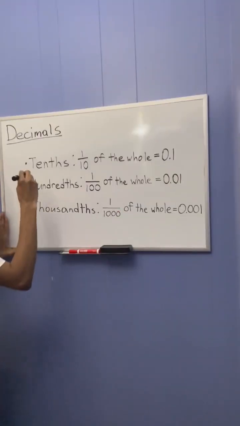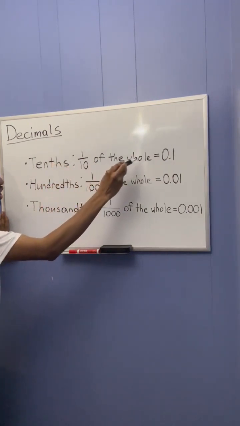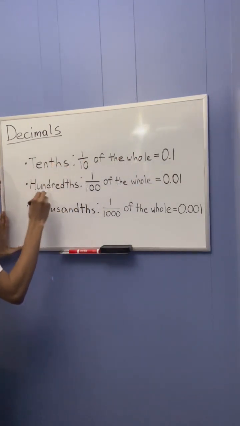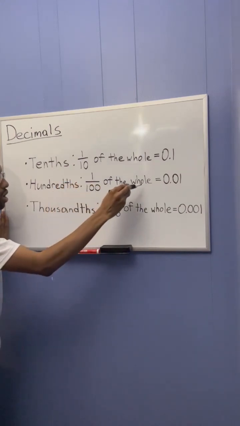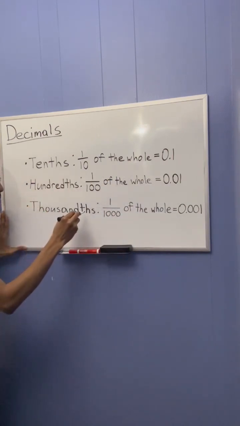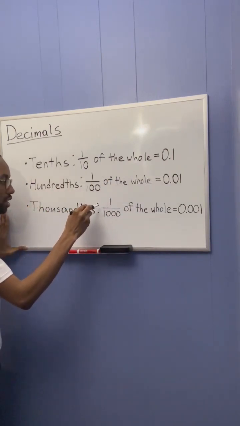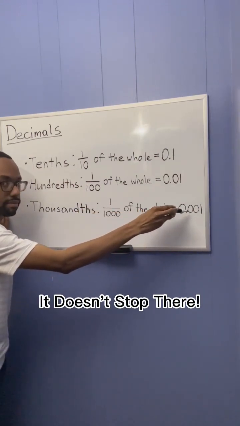So let's review. The tenths place represents a place value of 1/10 of the whole, which equals 0.1. The hundredths place represents a place value of 1/100th of the whole, which equals 0.01. And the thousandths place represents a place value of 1/1,000th of the whole, which equals 0.001.